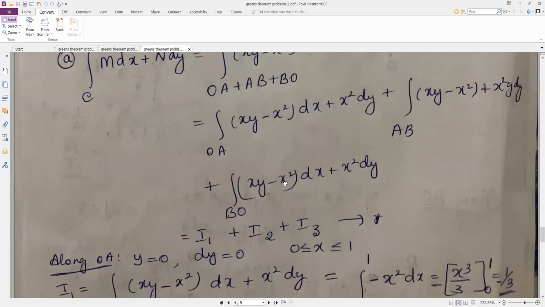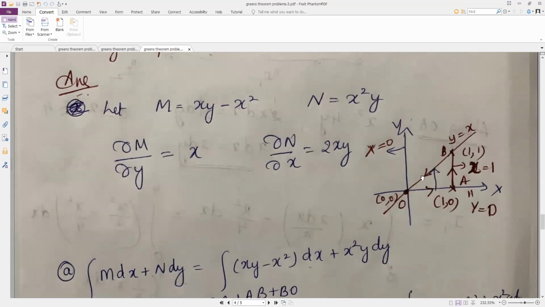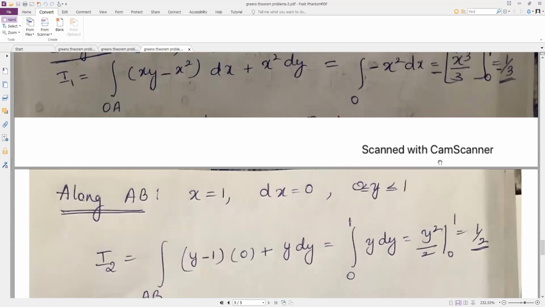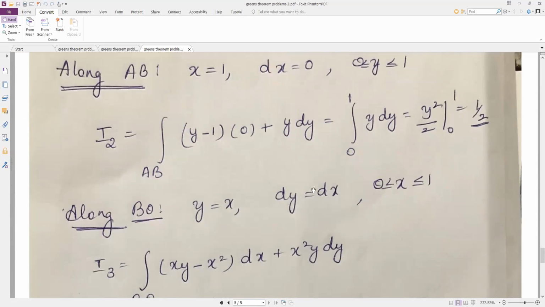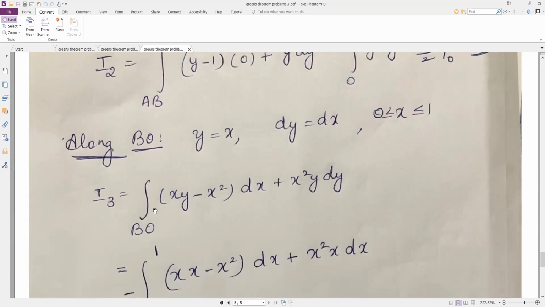Now along BO, what is this line? y equals x. So what will be dy? dy will be dx. This is the third integral. Wherever there is y, put x. Whenever a line integral is there, we need to convert it in terms of one variable. So y is x, and dy is dx.